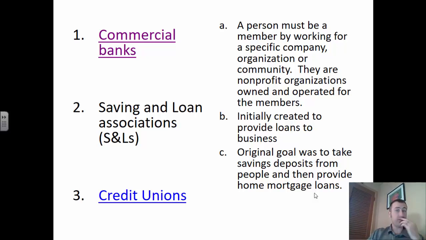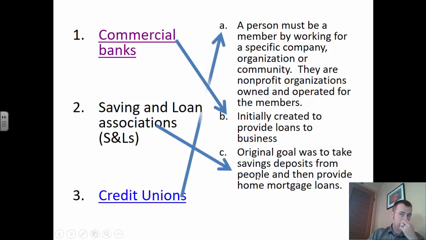All right, so here's the correct answer. Commercial banks were initially created to provide loans to businesses. Savings and loans, their original goal was to provide home mortgages. And credit unions, a person has to be a member to bank at these places.